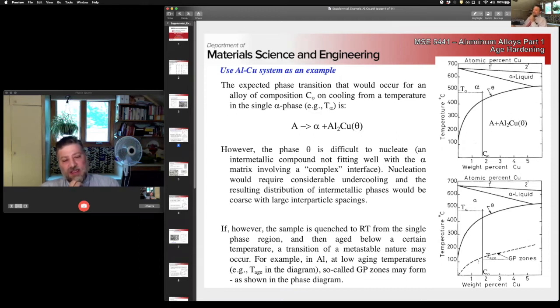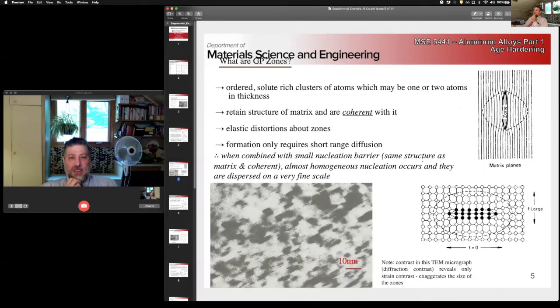But what we can see is if we go to lower temperatures, we can form these metastable phases called GP zones. So what are these GP zones? Well, GP zones are just clusters of copper atoms that come together, right? And so they are coherent with the matrix because copper and aluminum both have FCC, right? So this nucleation is pretty easy. They can be dispersed at a very fine scale, right?